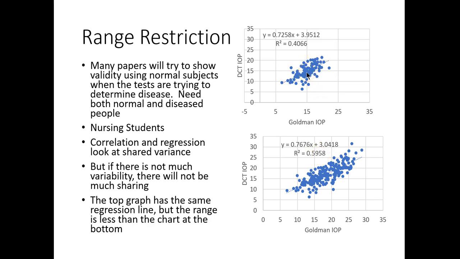So if you're doing a paper and you're just doing normal people where you have Goldman versus another measure of IOP, it looks bad if you just look at normal patients. If you add people that are normal plus people that have hypertensive ocular pressure, then the correlation is better. The instruments aren't changing. It's just a statistical artifact of chopping it off.